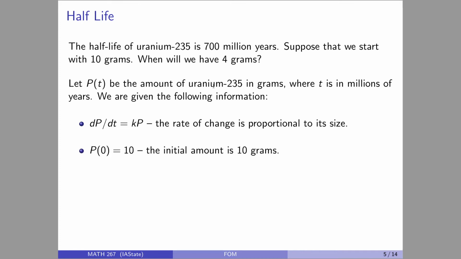All right. Well, what else have I been told? Well, initially we were told that we have 100 grams of it. So at 0, the initial population is 100. Now, what else was I told? I was told what its half-life is. Its half-life is 700 million years, which means that at 700 million years, I should have 5 grams. Ah, there we go. All right. Excellent.